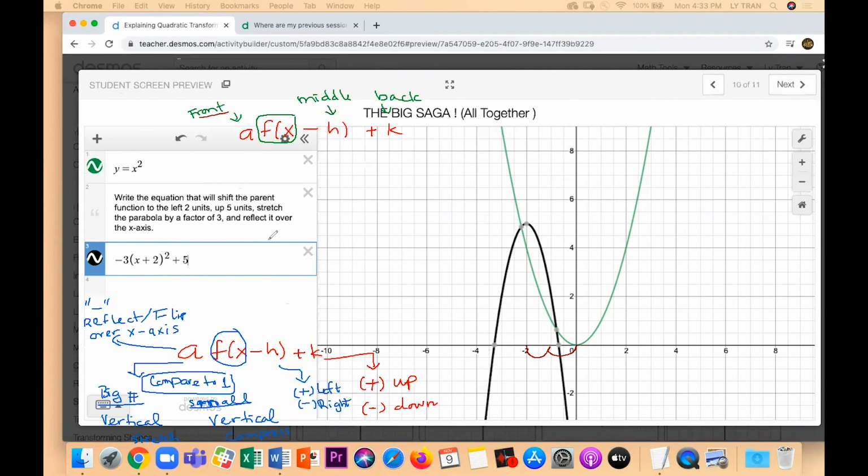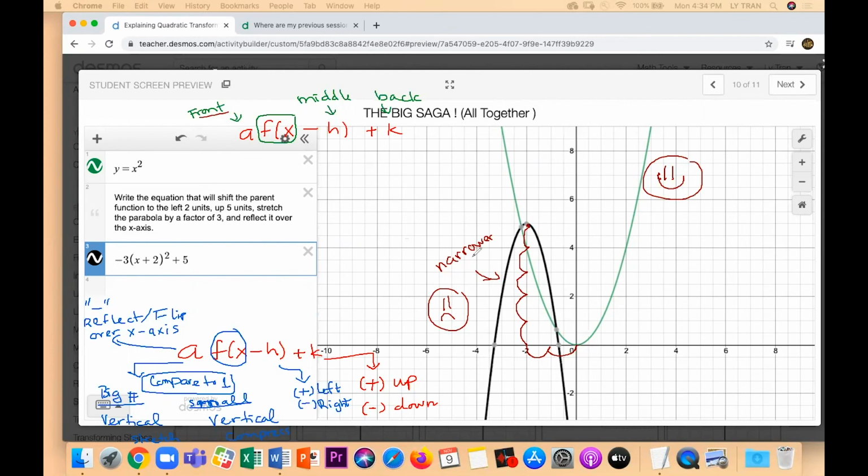And then I stretch the parabola by a factor of 3. Now, when you stretch, you're getting skinnier, narrower, right? So my graph, the black one, will look narrower. That means you're stretching. And then I also reflect. So as you can see right here, the green graph opens up, and the black one opens down. So it does have the reflection. 5 units up, so 1, 2, 3, 4, 5. So I have all of that, okay?